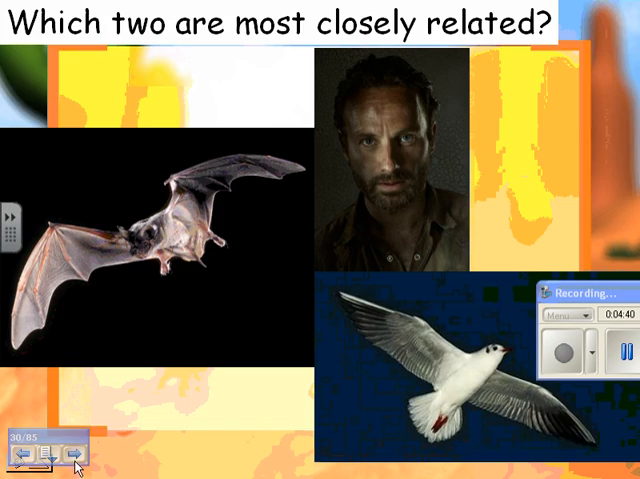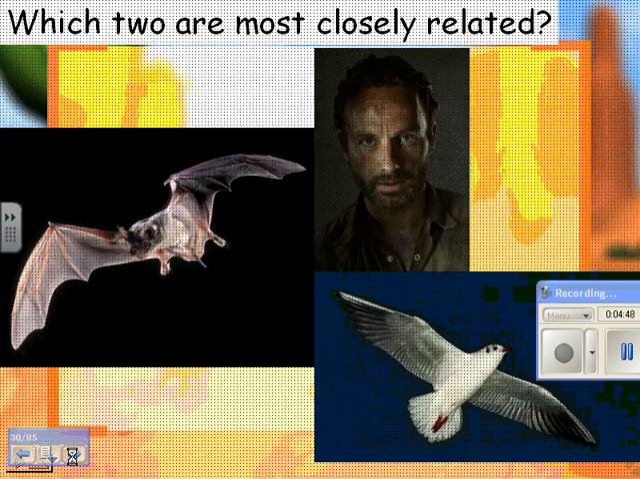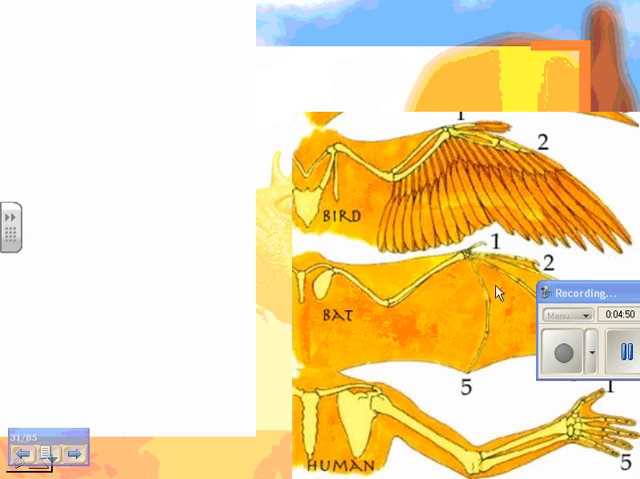Okay, here's another one. Who is most closely related here? A bat, a person, or a bird? And so again, let's look at the arms here. Here's a human, here's a bat, and here's a bird. And so these all kind of look alike. They do. They look a lot alike.